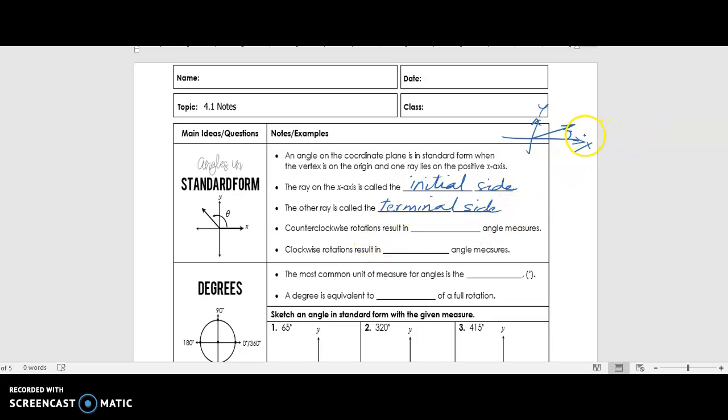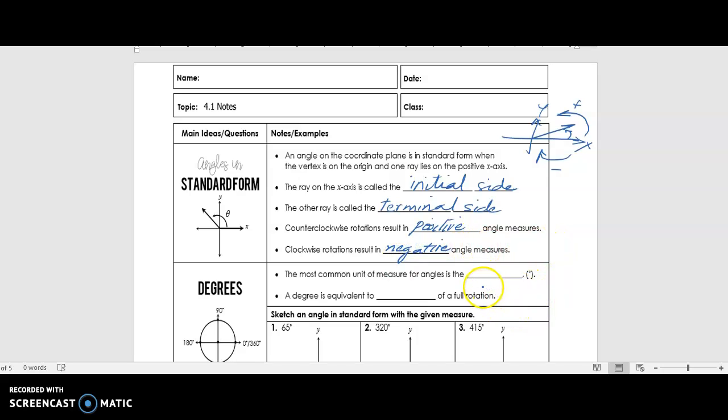So normally the angle moves in a counterclockwise direction or anti-clockwise direction, and so they result in positive angle measures. And clockwise rotations, if it were to go in the other side, in the clockwise direction, then that would be negative. So they result in negative angle measures.